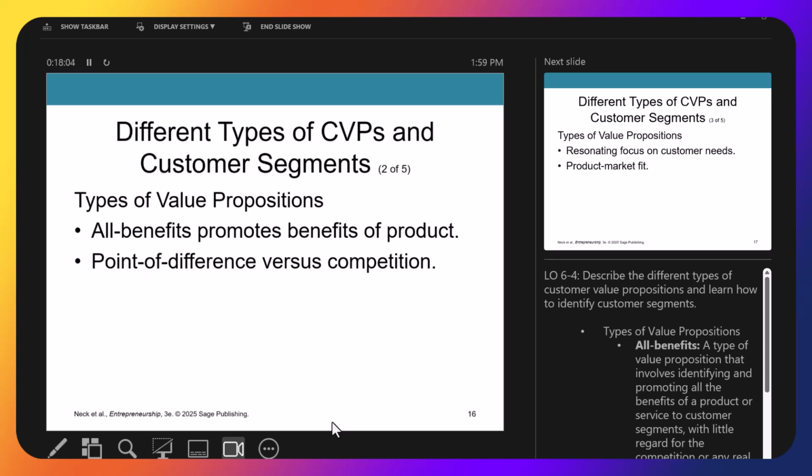Point of difference versus competition. This is where you look at your product and say, the only thing I'm going to do to give me a competitive edge is tell people how mine's better than a competitor. That might be a good start, but that can't be all you do.